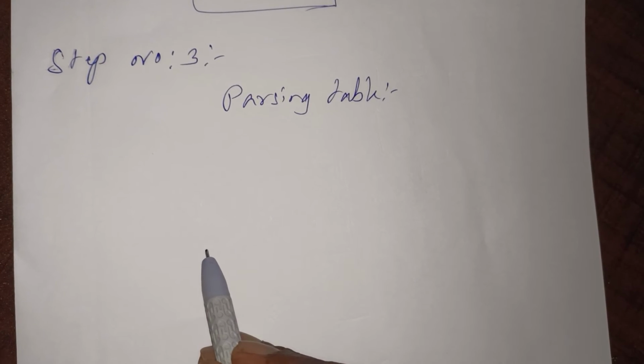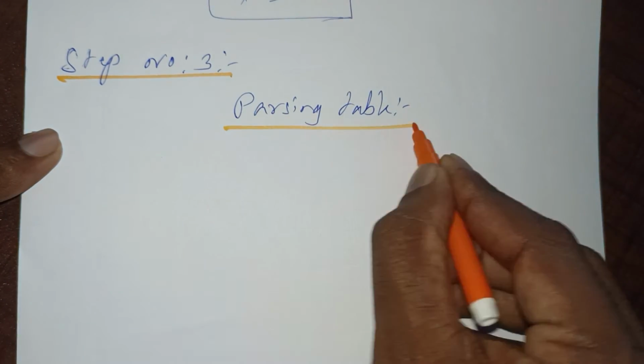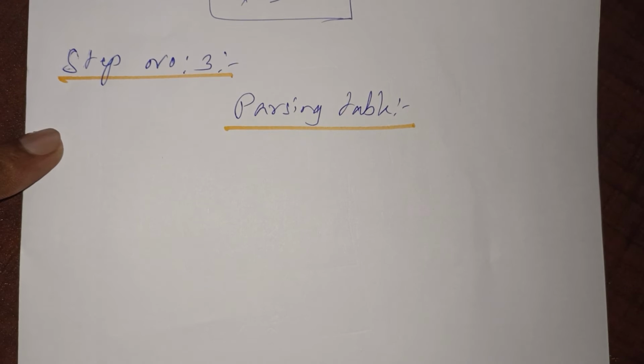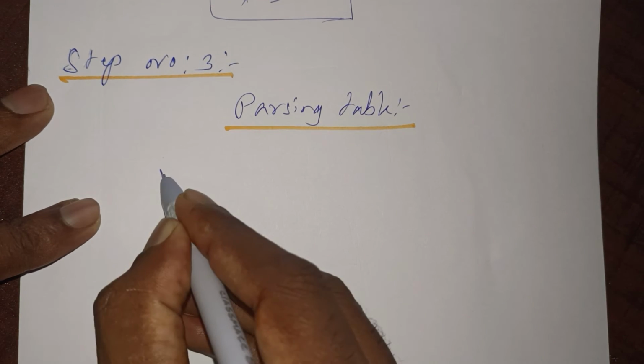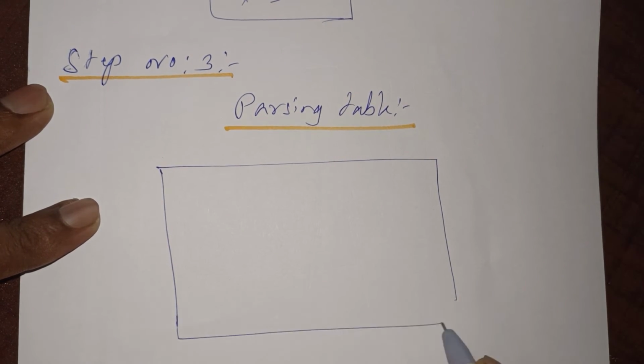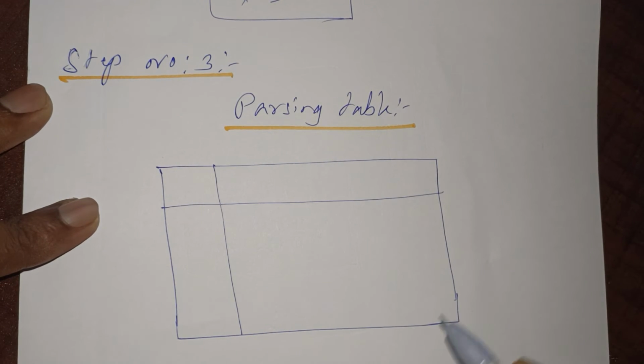Okay, so let me take you to the next step. The most important step you can find here is parsing a table, right? This step is the most important and we can say the heart of step number 4, that is step number 3. So here it is very simple actually. As you all know, we are going to draw a simple parsing table so that you will understand how this works.